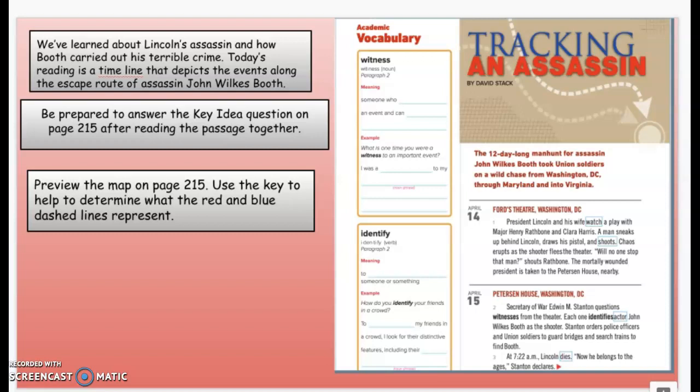Secretary of War Edwin M. Stanton questions witnesses from the theater. Each one identifies actor John Wilkes Booth as the shooter. Stanton orders police officers and Union soldiers to guard bridges and search trains to find Booth. At 7:22 a.m., Lincoln dies. Now he belongs to the ages, Stanton declares.